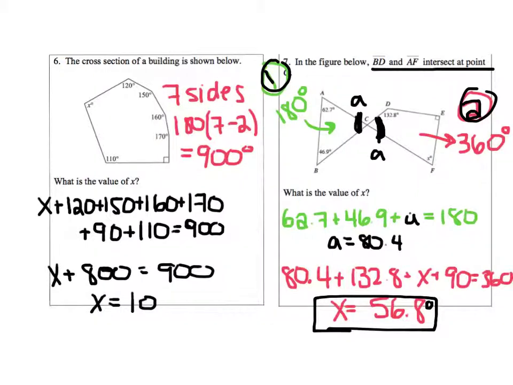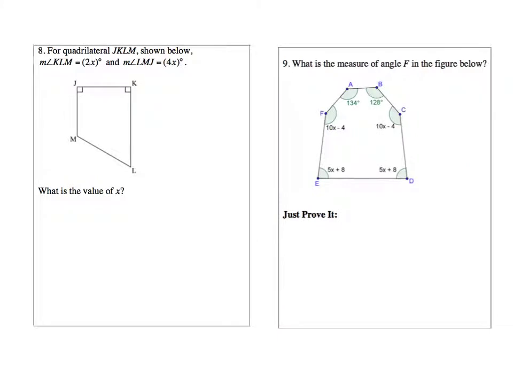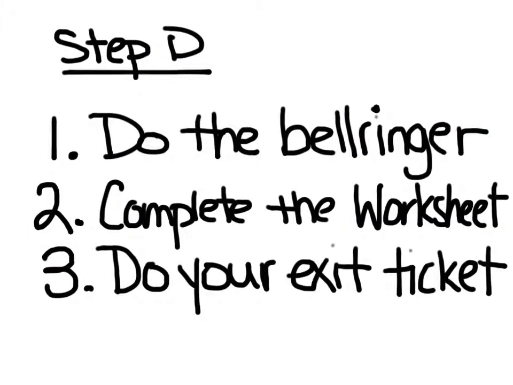Ready, pause. All right, 8 and 9 you're also going to do on your own. I have full confidence you're going to do it. 9 is your bonus question. Pause the video, fill these out, hit play when you're done. Ready, pause. Okay, now that you're done with the worksheet, we are going to do your exit ticket. I'd like you to pause the video, solve your exit ticket, and hit play when you're done.